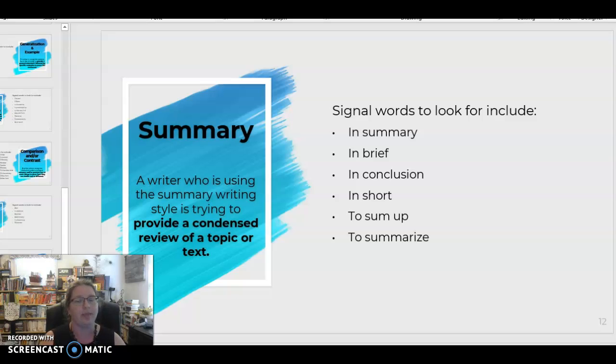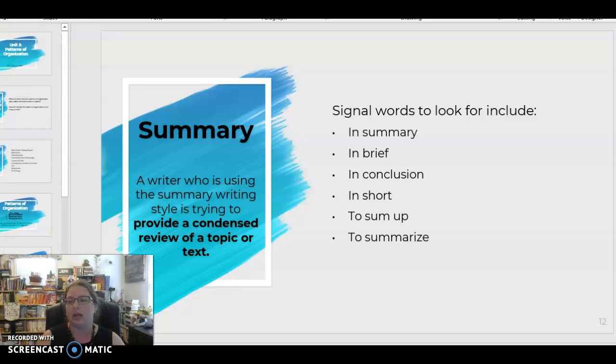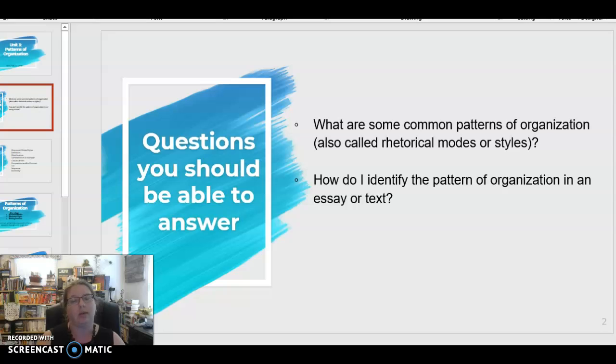So hopefully this answers your questions about patterns of organization, and I hope that you'll be able to address the questions now that the presentation is finished. But if you can't, certainly let me know if you have additional questions, and I'll do my best to help.